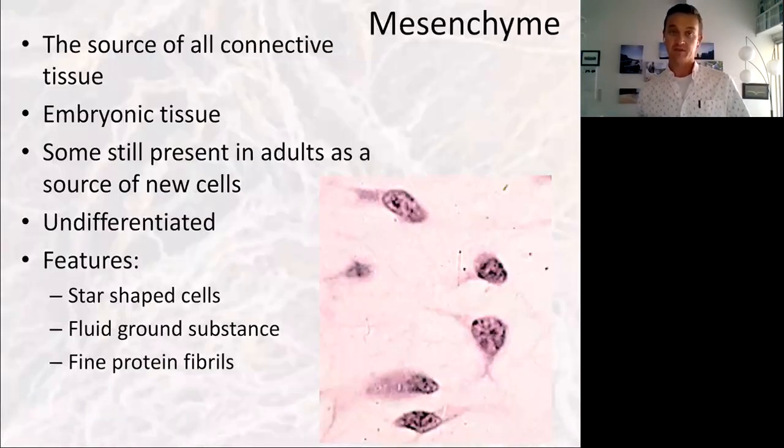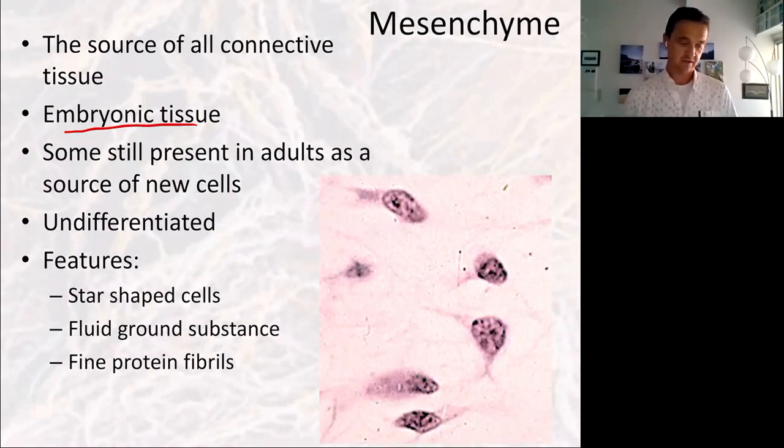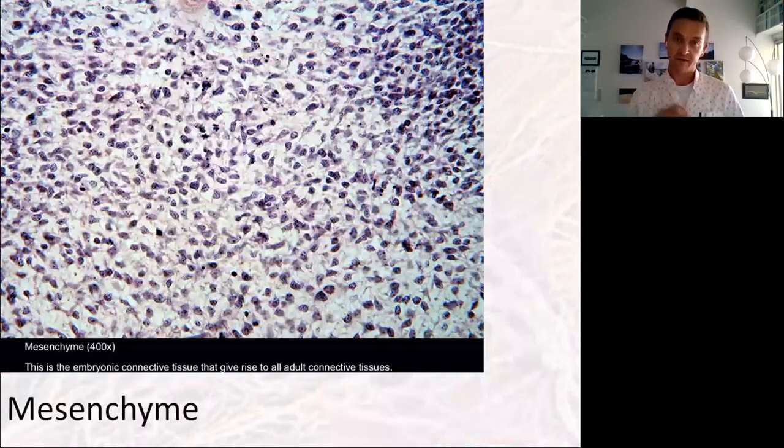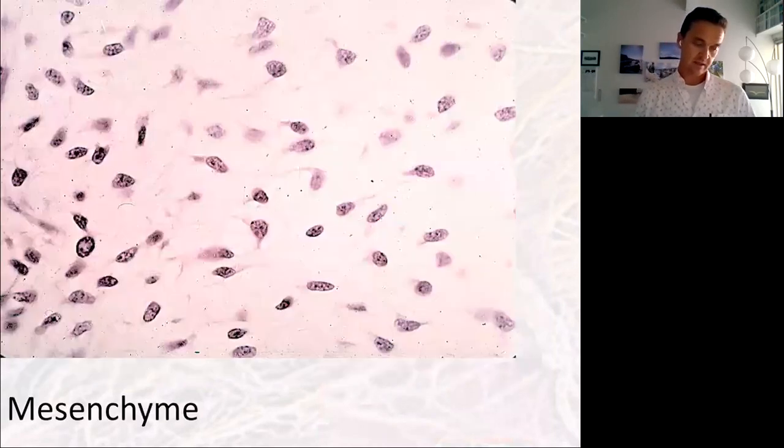And this is what mesenchymal cells look like. So again, this is a series of slides that you're going to have to be able to recognize what they look like, know their functions, know the locations that we find these. Mesenchyme is embryonic tissue. It's from the embryo, before those cells have differentiated. Source of all connective tissue, they're star-shaped, with a very fluid-like ground substance. Ground substance is really just space in that extracellular matrix. And then there's very fine protein fibrils. We see a little bit of that here. Here's a little bit zoomed out view of mesenchyme. There it is again.